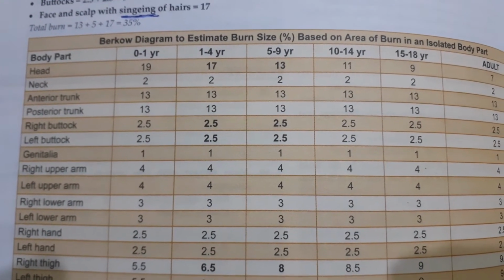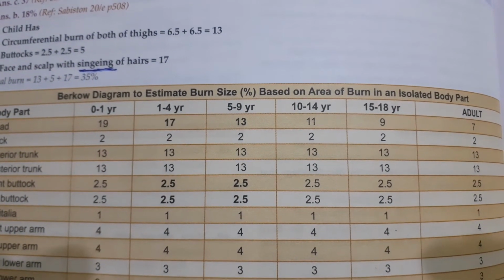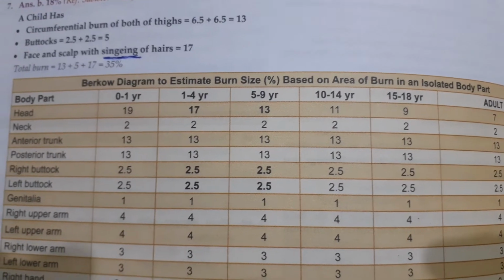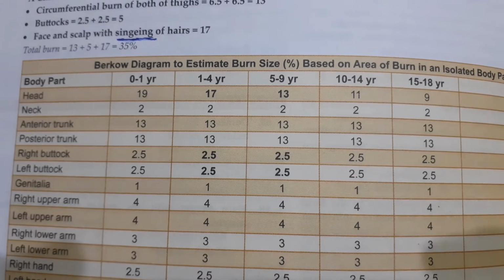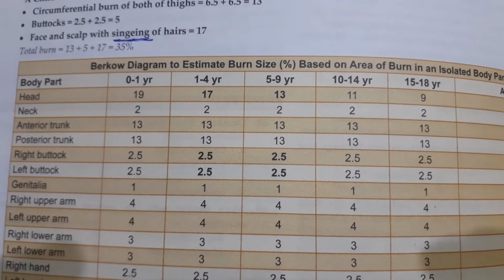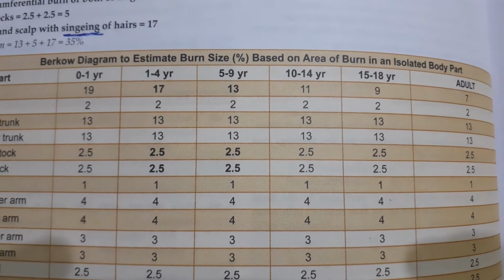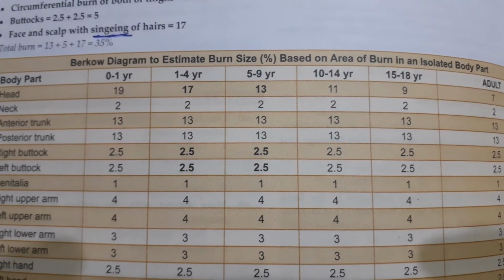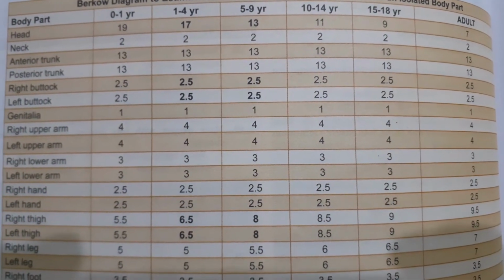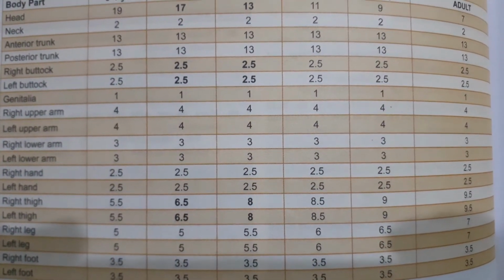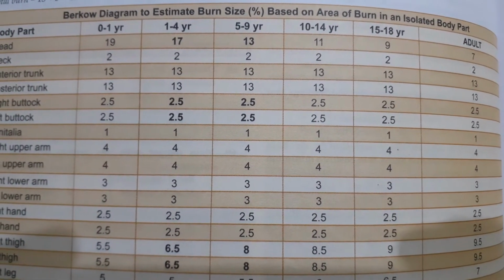Lund-Browder diagram to estimate burn size based on area of burn in an isolated body part. Body part: 0 to 1 year, 1 to 4 year, 5 to 9 year, 10 to 14 year, 15 to 18 year, and adult. After 18 years is adult, okay. And we are looking at the chart, so I'll just go on reading the digits, and we have to keep in mind.